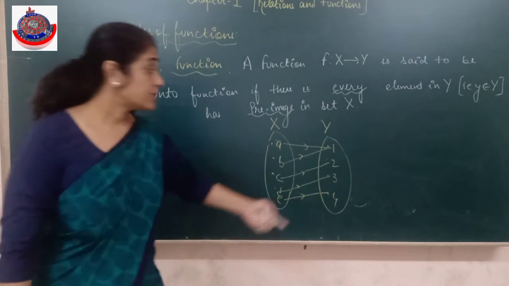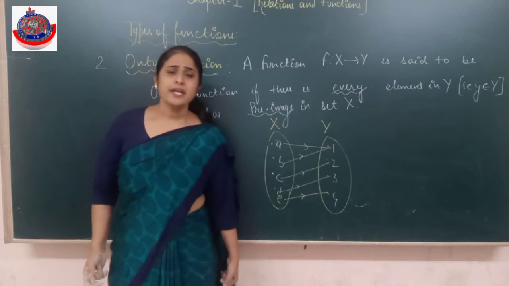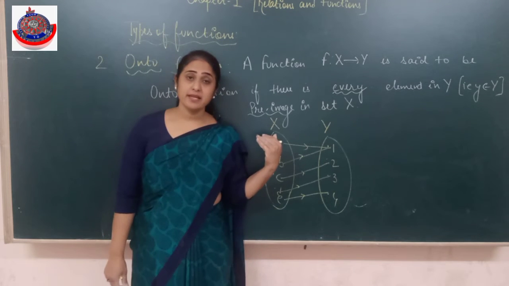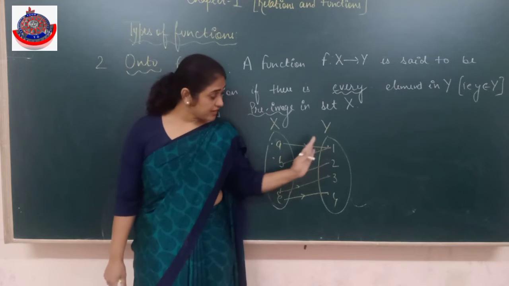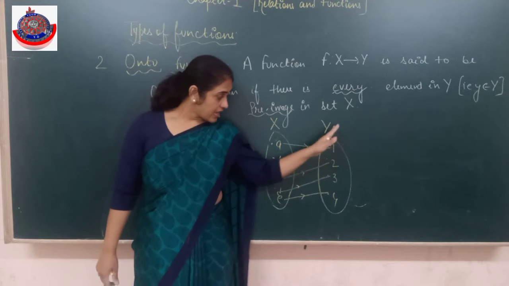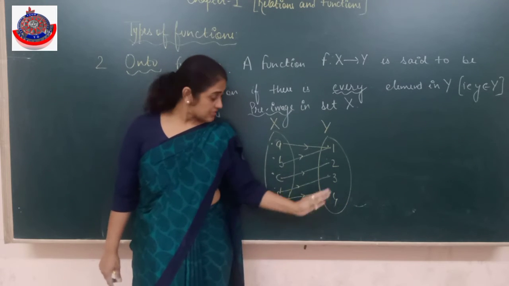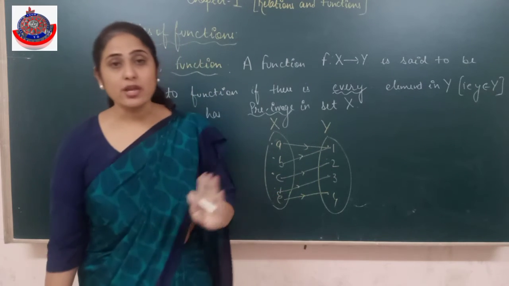Is it clear? There is no element left over in set Y. Very clear? Into means the second set has some element left over for which no pre-image is available. Onto means no element is left in the second set. Every element is occupied with some element of set X. That means every element is an image of one or the other element of set X. For every element, if an element is available, then it is said to be an onto function.